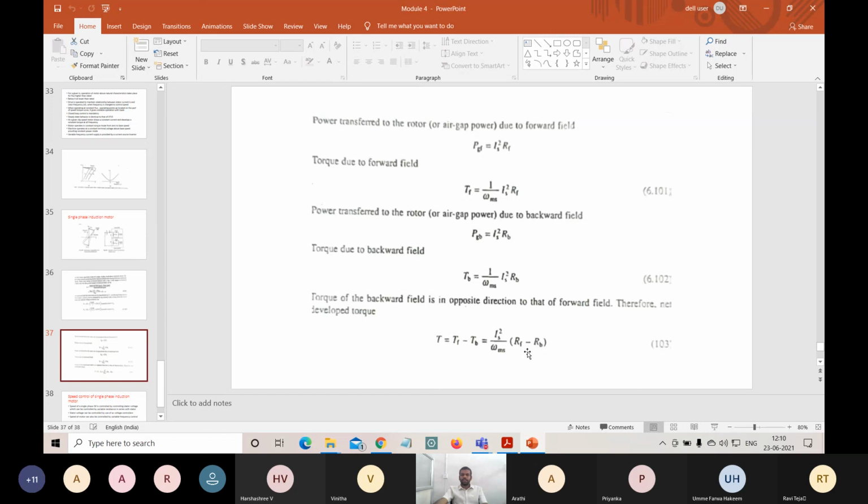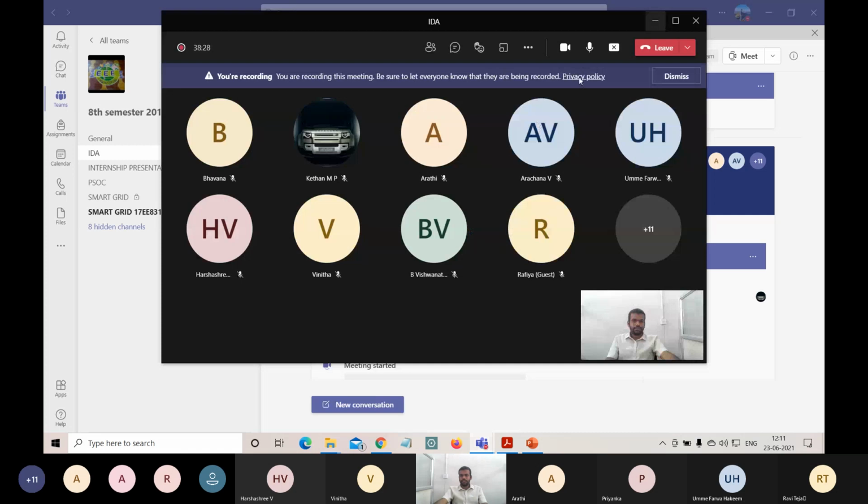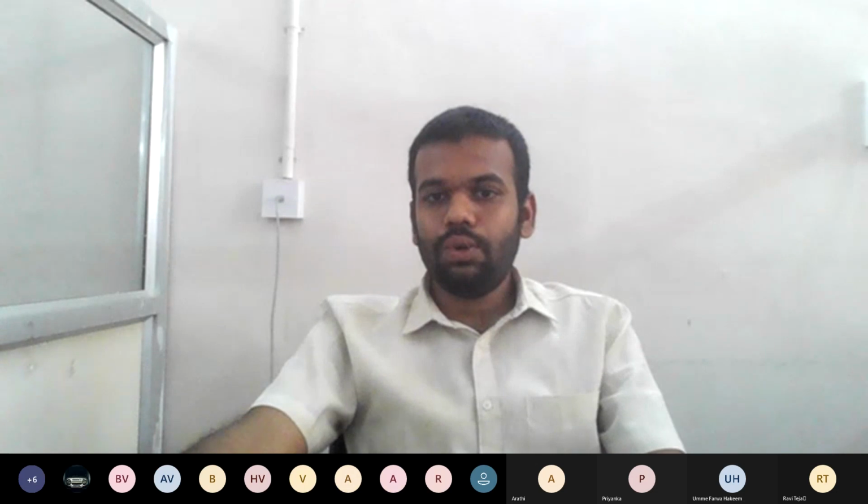So this completes our induction motor drives. So this is the entire two modules, the third module and fourth module. Very important, so be cautious. We'll see the numericals in the next two sessions. Very important. So I will discuss in two sessions.